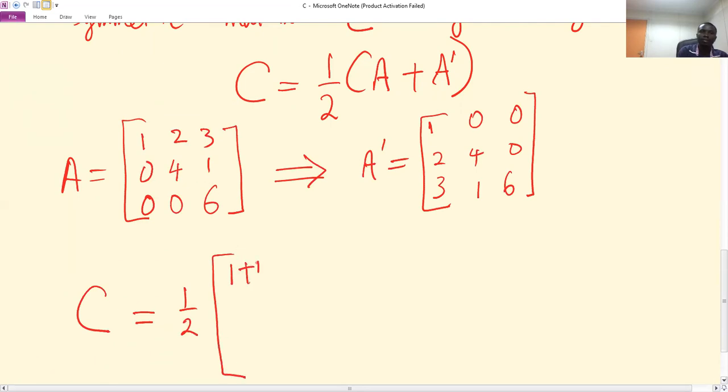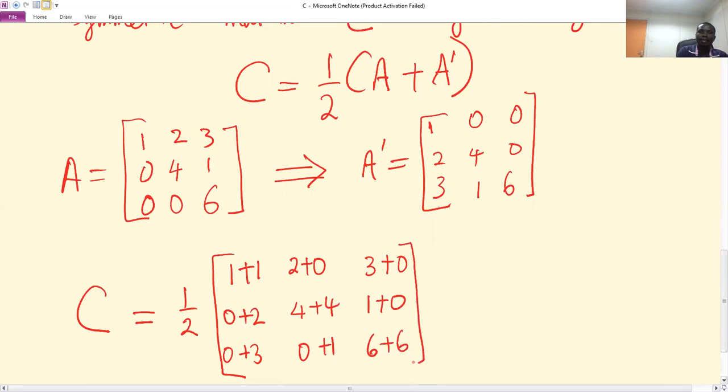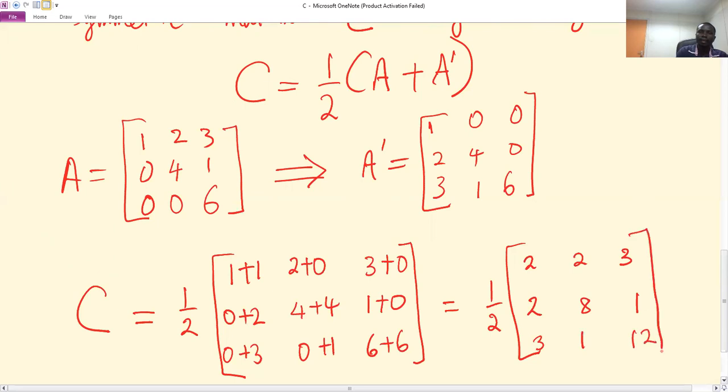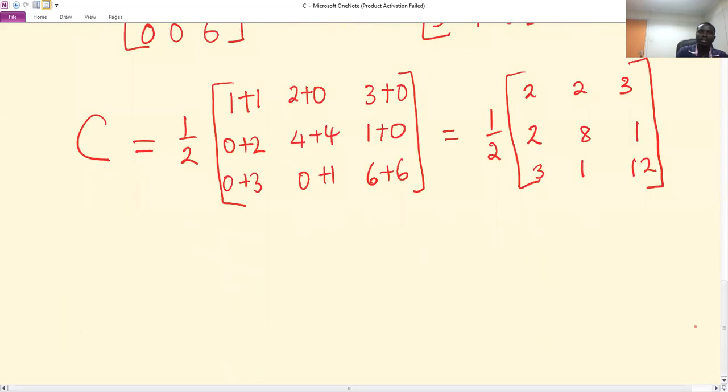So we have 1 plus 1, 2 plus 0, 3 plus 0, 0 plus 2, 4 plus 4, 1 plus 0, 0 plus 3, 0 plus 1, and then 6 plus 6, which will be a half of 2, 2, 3, 2, 8, 1, 3, 1, and then 12. So you multiply every element by a half.